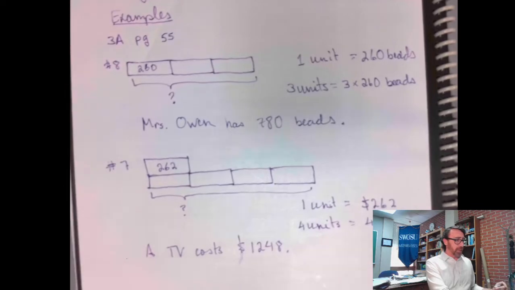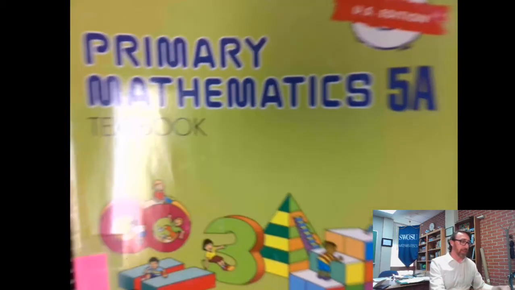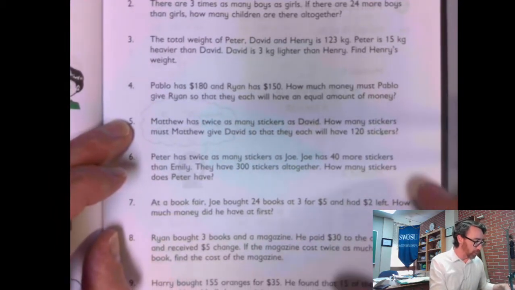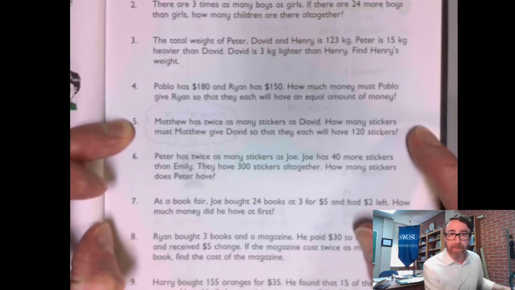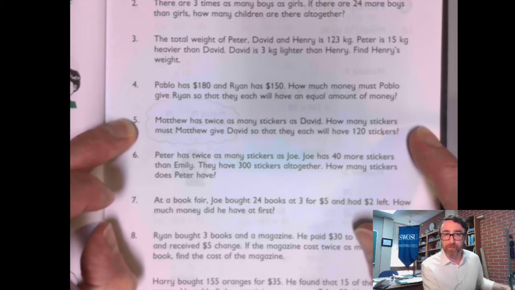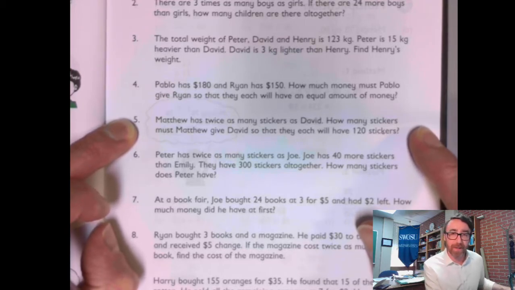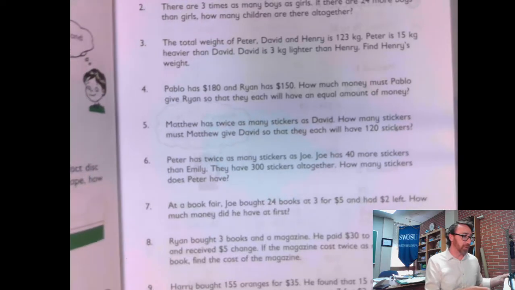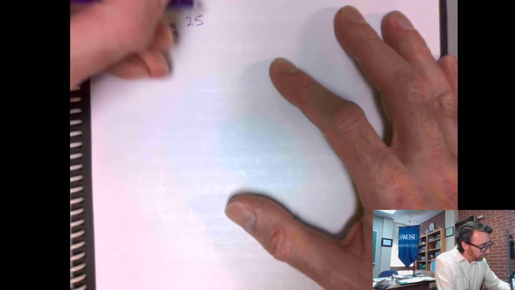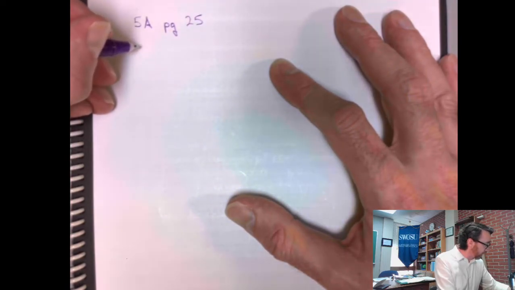I want to do one more for you here, get a teacher solution for this one. I'm going to switch things up here. Here we're looking at Primary Math 5A, and I am on page 25, looking at number 5 right here. Matthew has twice as many stickers as David. How many stickers must Matthew give David so that they will each have 120 stickers? So this is going to be a multi-step problem.